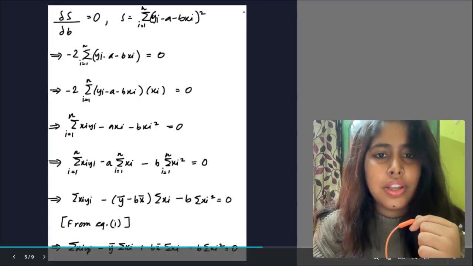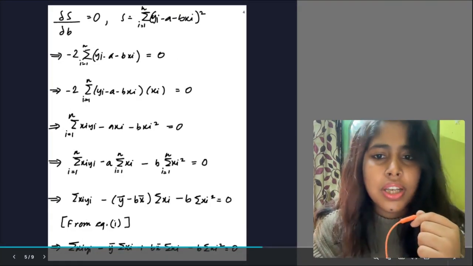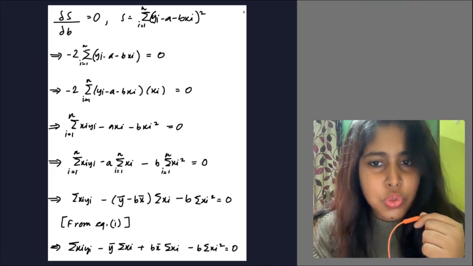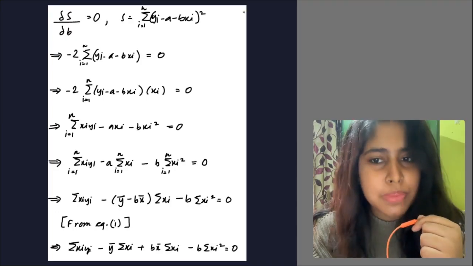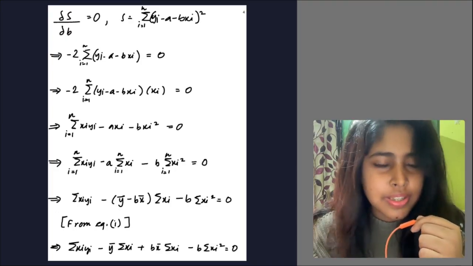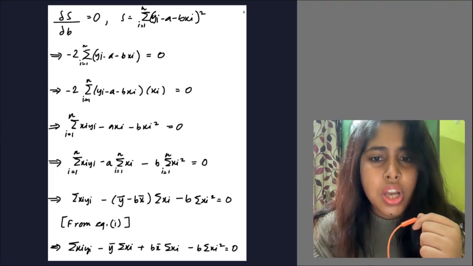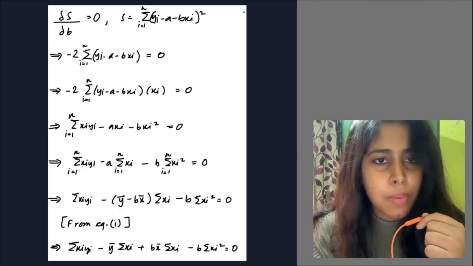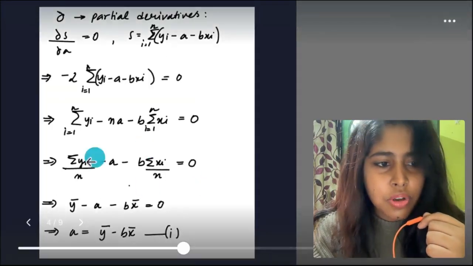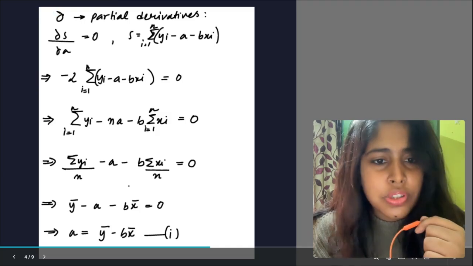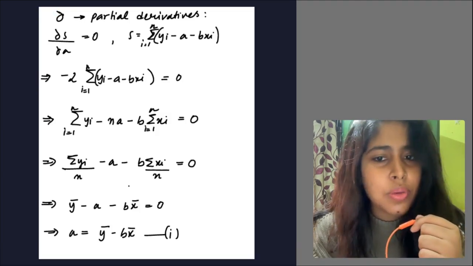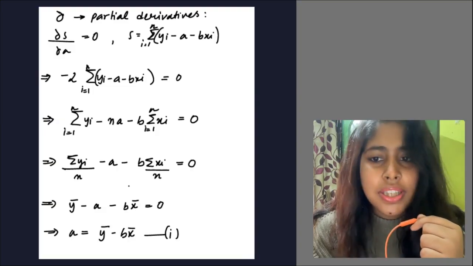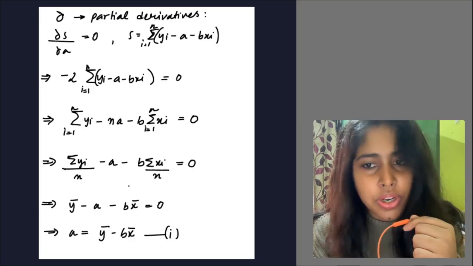Yes, for b. Now we do this for b. See, the partial derivative of S with respect to b equals minus 2 summation of yi minus a minus bxi, whole into xi, equals 0. Now, if you substitute a equals y bar minus b x bar from the first equation which we got from here, then we get summation of xi yi minus y bar minus b x bar summation of xi minus b summation of xi square equals 0.